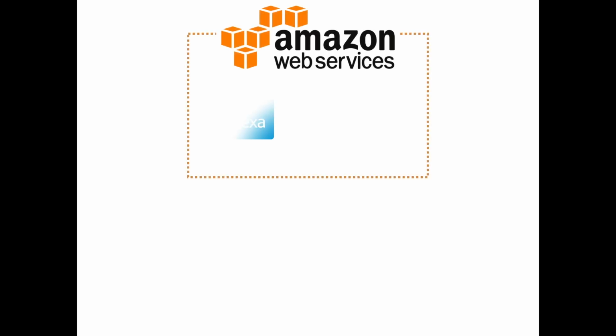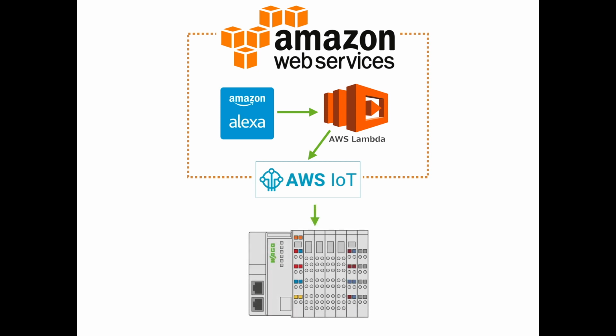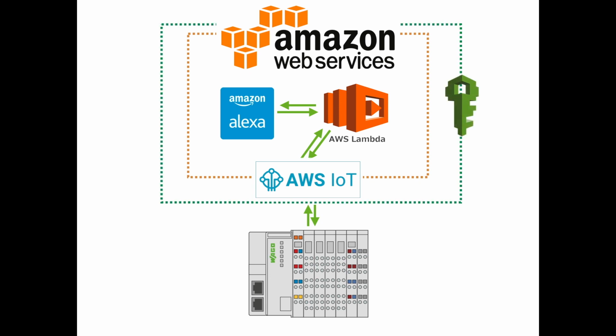So let's get started. In AWS, we have the Alexa Voice Service, which sends data to a Lambda function. That Lambda function sends data into the IoT thing shadow, then to the PLC. The PLC can respond with data which goes all the way back to the Alexa voice skill. And all of this is wrapped in an IAM wrapper.